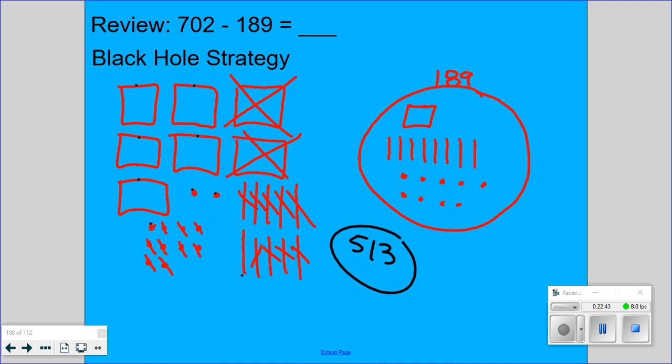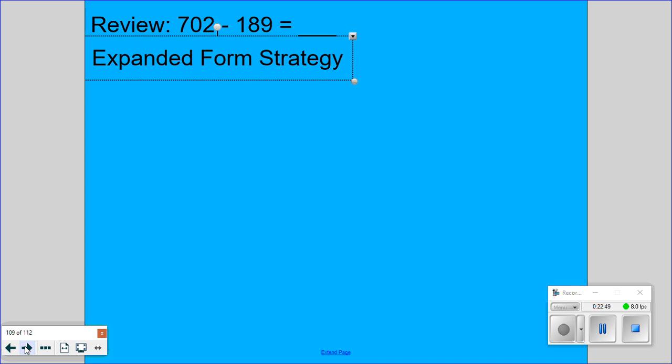We learned one more strategy. We learned about the expanded form strategy. Write the strategy down and the equation. Expanded form strategy, and then write the equation, please. That was base 10. We just did it with the black hole. Are we writing the expanded one? Yes. Expanded form strategy and the equation, please.